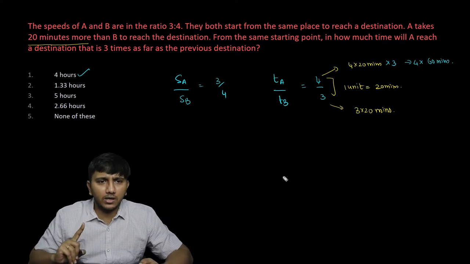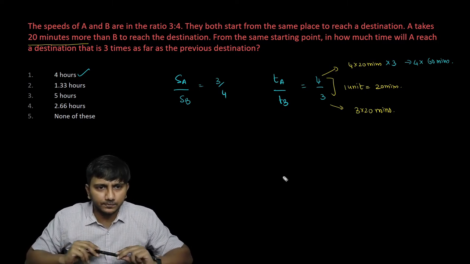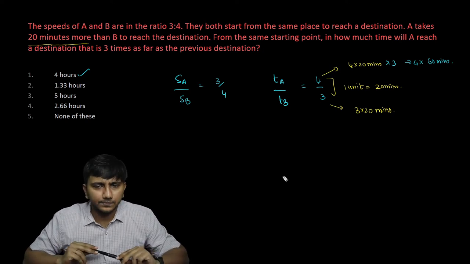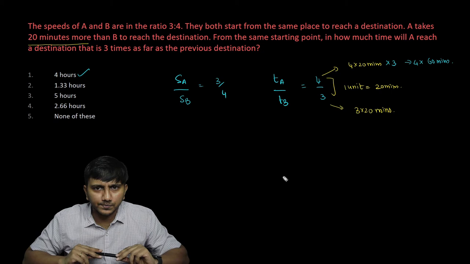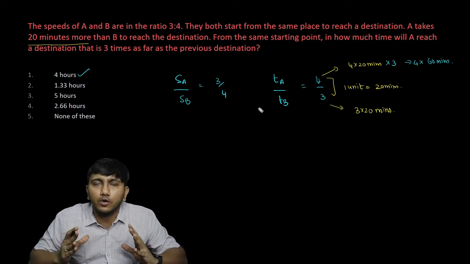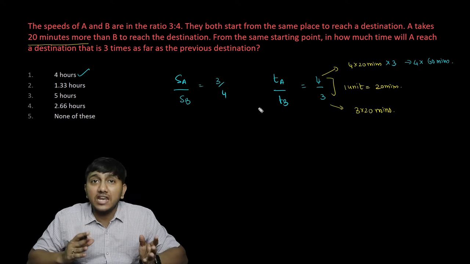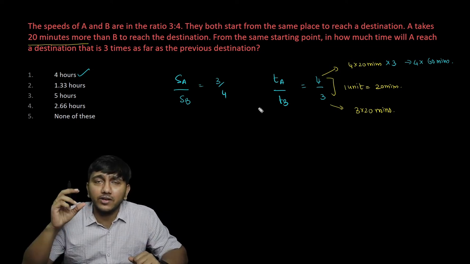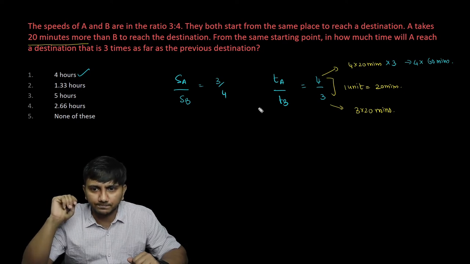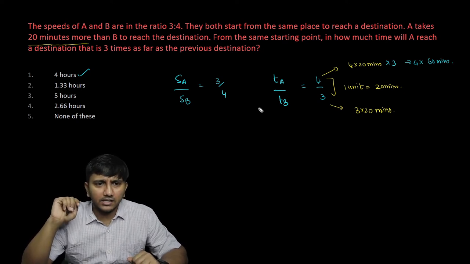Please type 1 if you're clear with how we solved this question. Type D if you want me to explain this at a slightly greater detail. The relationship between speed and time is when distance is constant, speed will inversely vary with time. So for a constant distance, when you know the speed ratio, you can invert it to get the time ratio. That's what I'm using here. Great. Let's move to the next question.